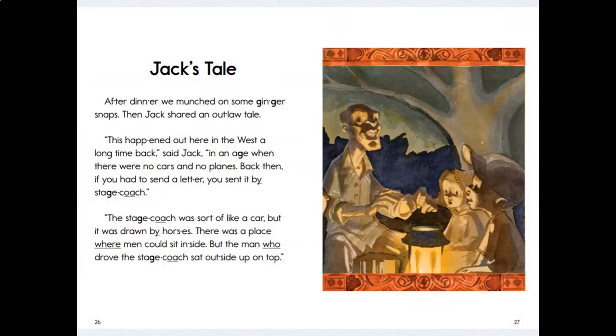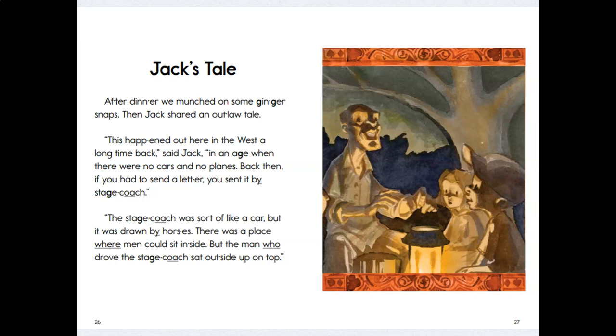Jack's tale. After dinner, we munched on some ginger snaps. Then Jack shared an outlaw tale. "This happened out here in the West a long time back," said Jack. "In an age when there were no cars and no planes. Back then, if you had to send a letter, you sent it by stagecoach. The stagecoach was sort of like a car, but it was drawn by horses."